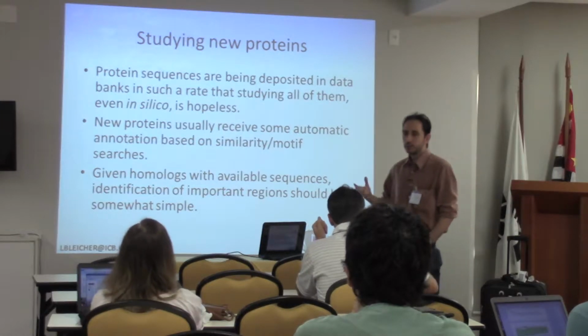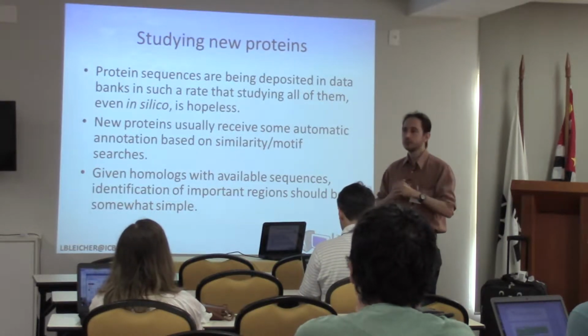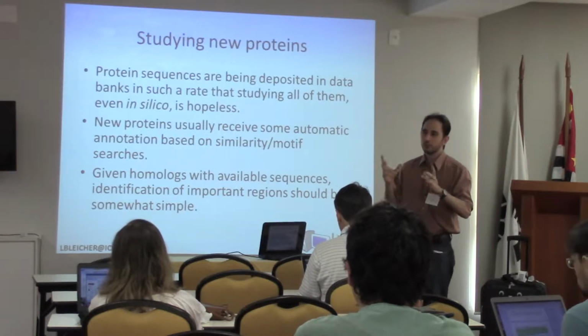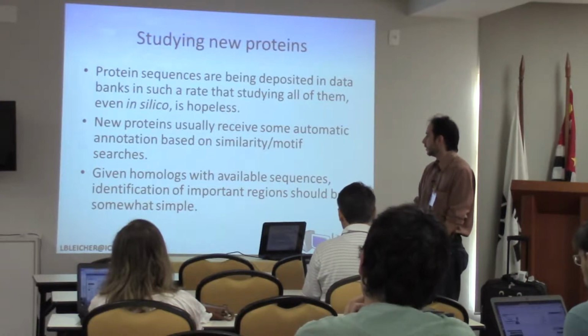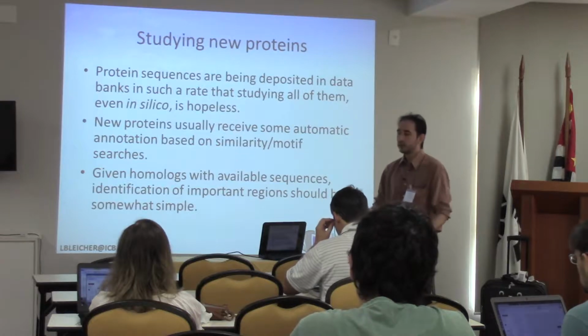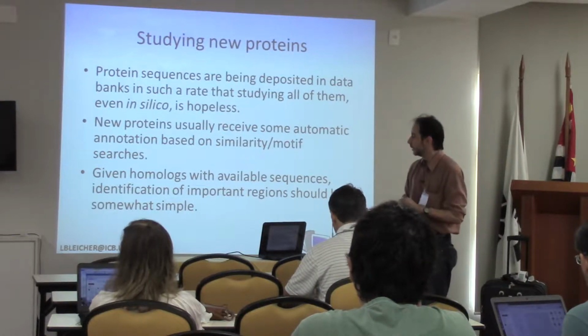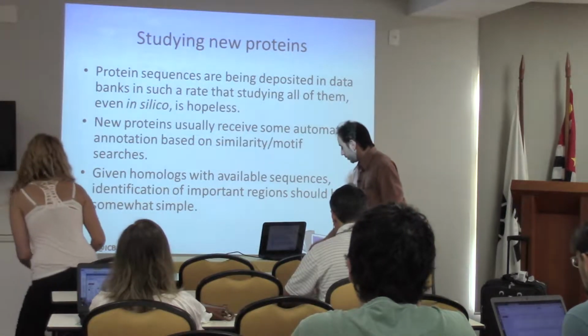What usually happens is that once there's a new genome project, there is some sort of automatic annotation, so we use some software that will at least give some clue about what may be the possible functions of these new sequences. And in the case in which there are at least some homologs which were previously studied, this makes the task a little bit more simple, and this is where we start.